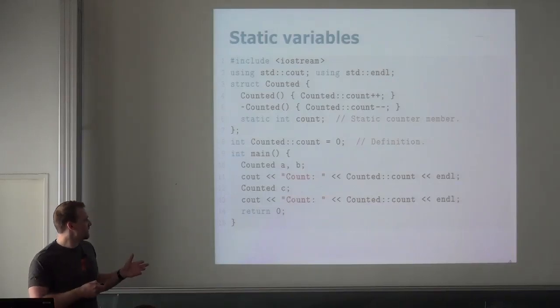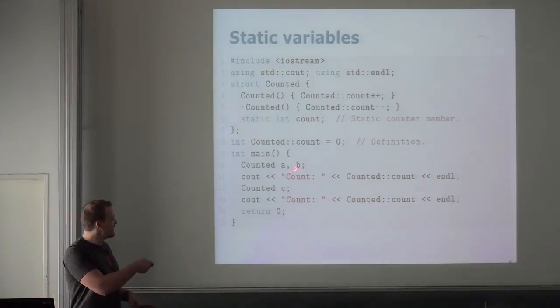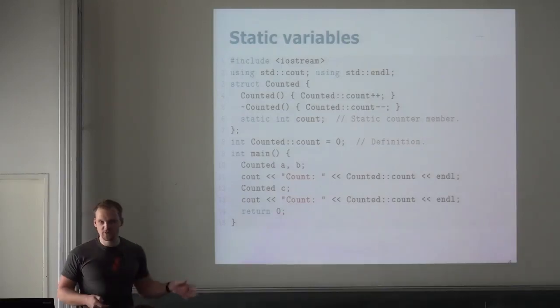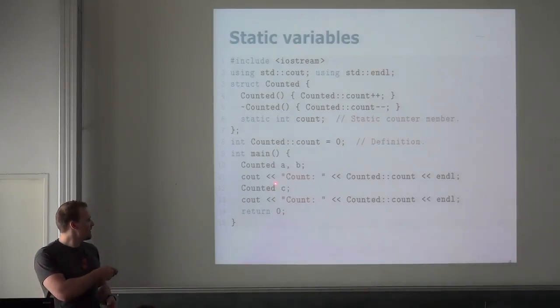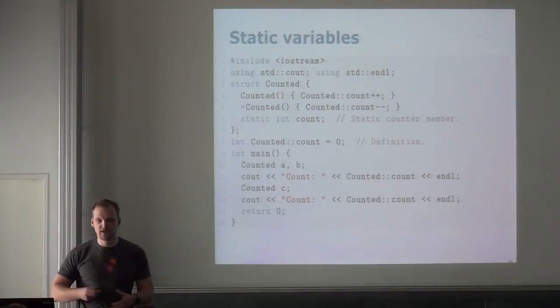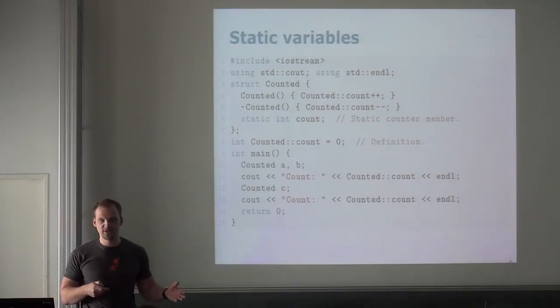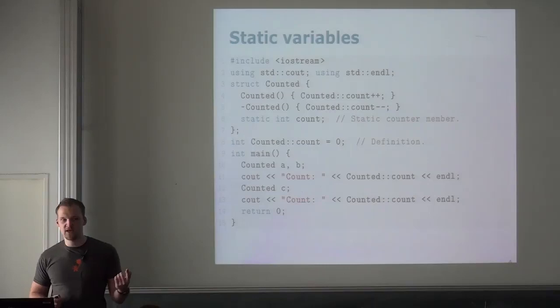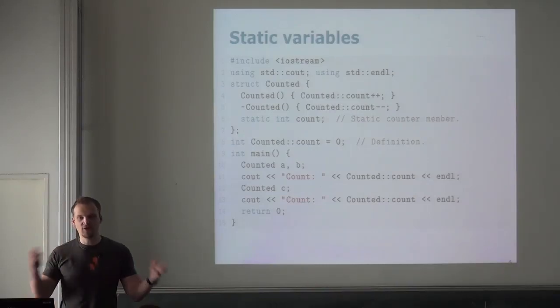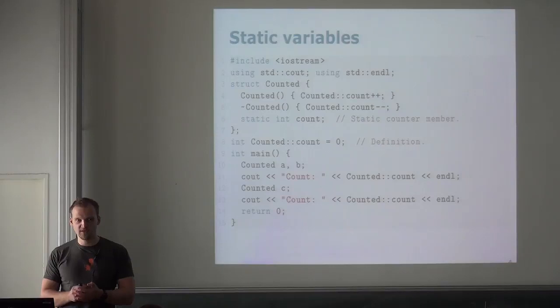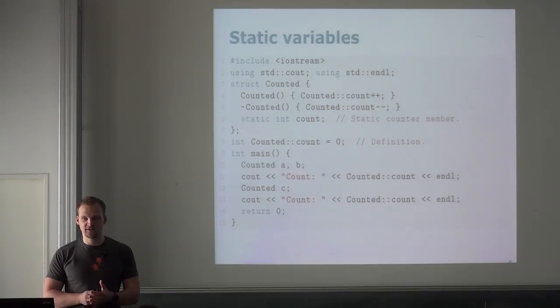Right, so in this particular case, you create 2 objects, then you output count, it will output 2. And when you create a third object, the count will come up to 3. That's because whenever we construct a new counted object, we increment the count, and whenever we destruct this object, we decrement the count. So we have exactly 1 count variable for all of the instances of this class. Does it make sense? So who is completely fine with static and understands why it's used for member variables?